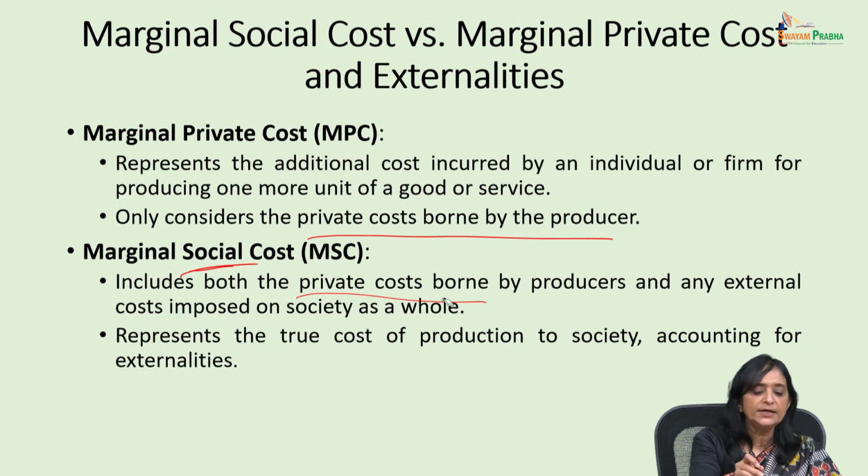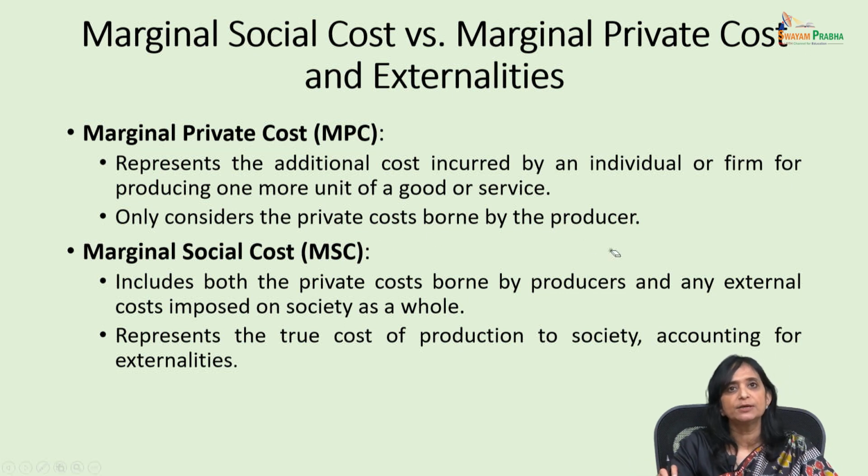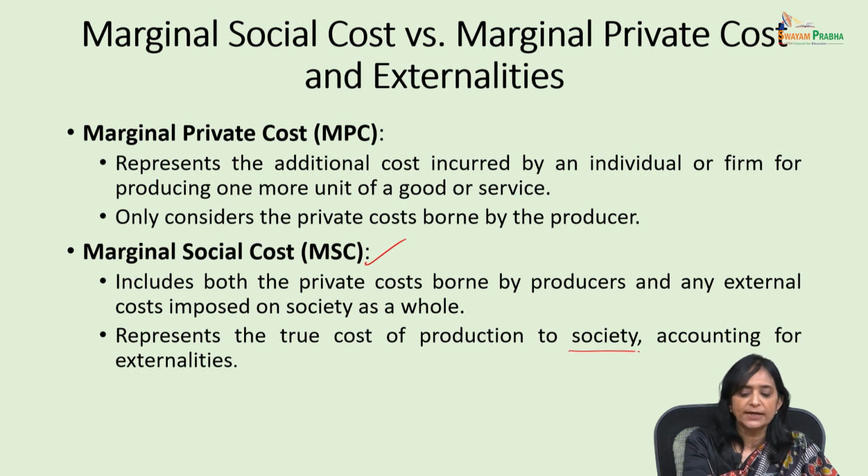That is, if I am producing and because of my production certain pollution is taking place, then when I include the cost of that pollution in my cost, that is called marginal social cost. So it includes not only the private cost, it also includes the external cost which is imposed on society as a whole. Marginal social cost therefore represents the true cost of production to society, and it accounts for the externalities.